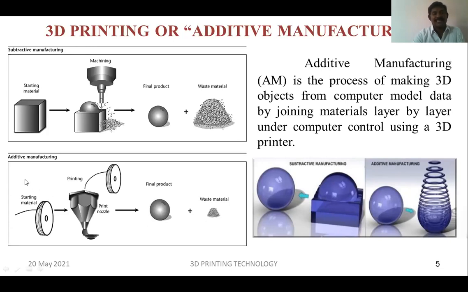So additive manufacturing has a vital role in day-to-day life. This is a final product, and the wastage of additive manufacturing is very, very minimal compared to subtractive manufacturing. That is the specialty of the additive manufacturing process. So that's all about additive manufacturing. The other name of additive manufacturing is 3D printing.